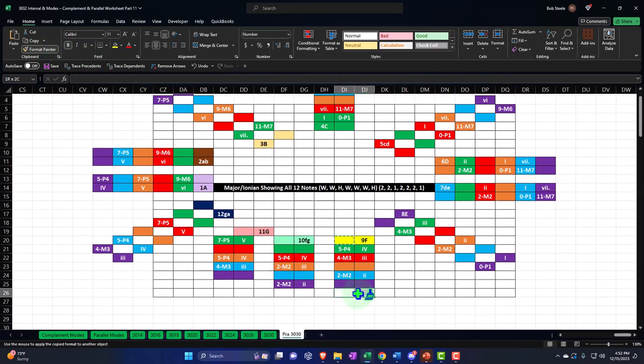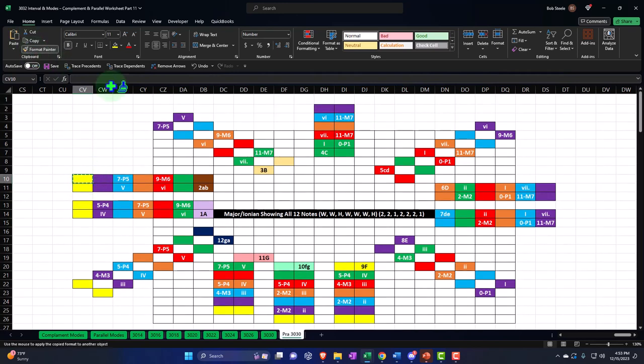Format paint here, format paint there, format paint here, format paint there, format paint these two, format paint this one, format paint this one, format paint these two, format paint here, and format paint there.